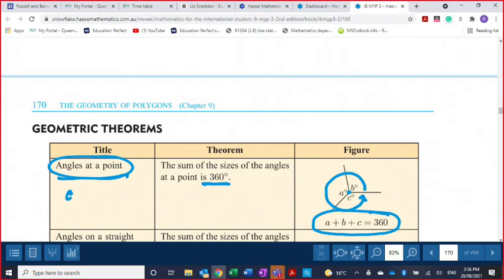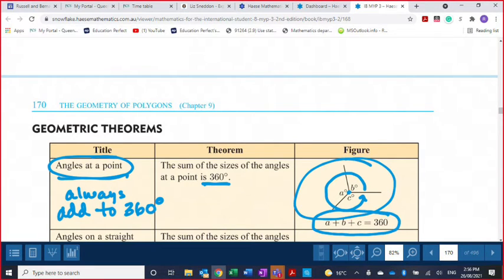Angles at a point always add to 360 degrees. And you might want to do a little drawing just so that you know what that looks like. So it doesn't matter how many lines. They have 3, but you could have 27. It doesn't matter. Okay? So in other words, just think about it. This thing makes a full revolution. So it's the same idea as a revolution.